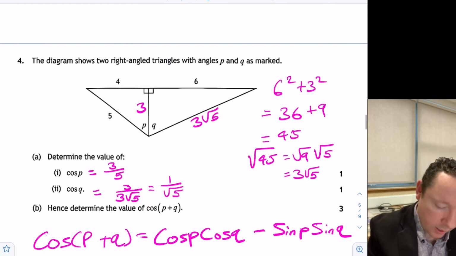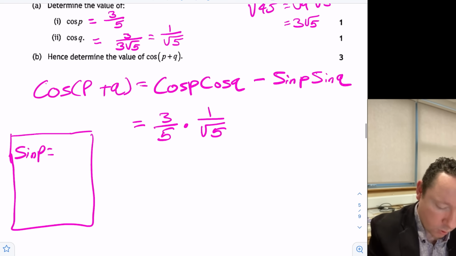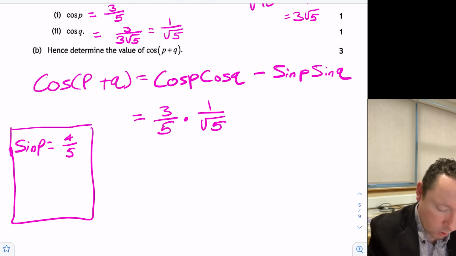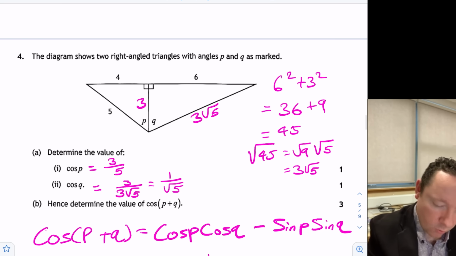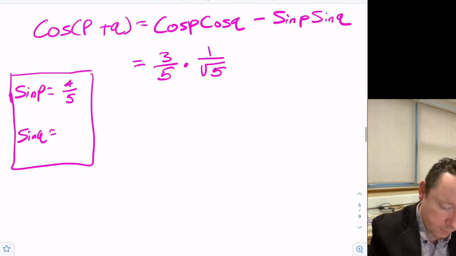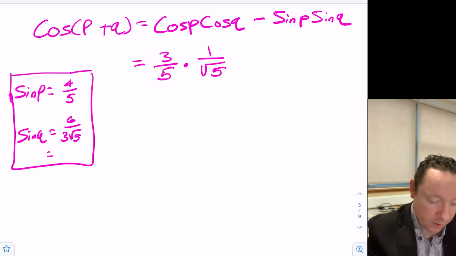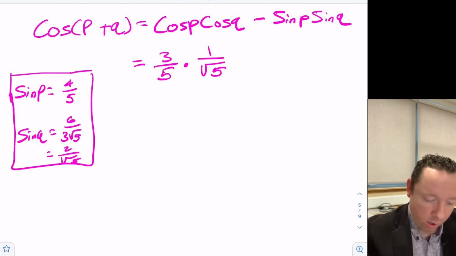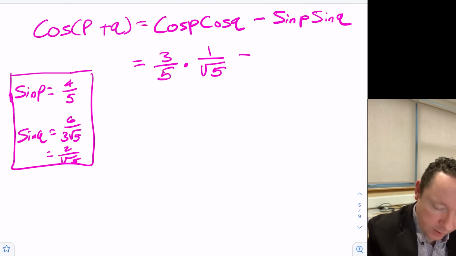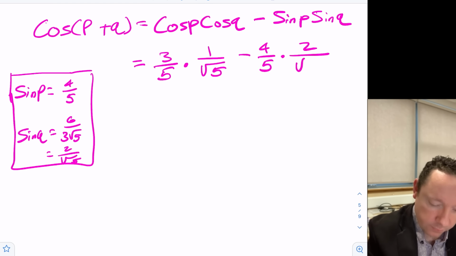So back up to our triangle. Sin P is 4/5, opposite over hypotenuse. And sin Q, back to our triangle, opposite over hypotenuse, 6 over 3 root 5, which we can simplify straight away by dividing by 3 to get 2 over root 5. So then we've got minus sin P 4/5 times sin Q 2 over root 5.